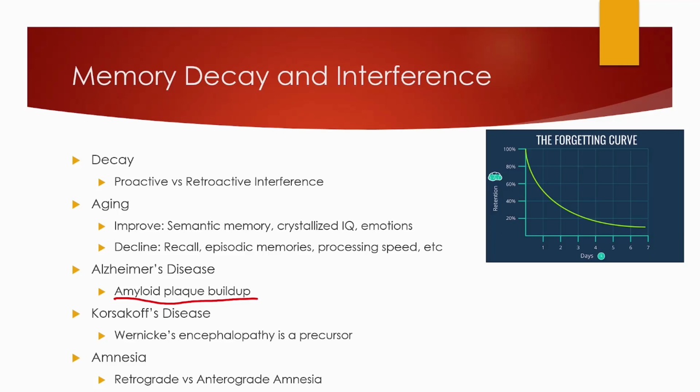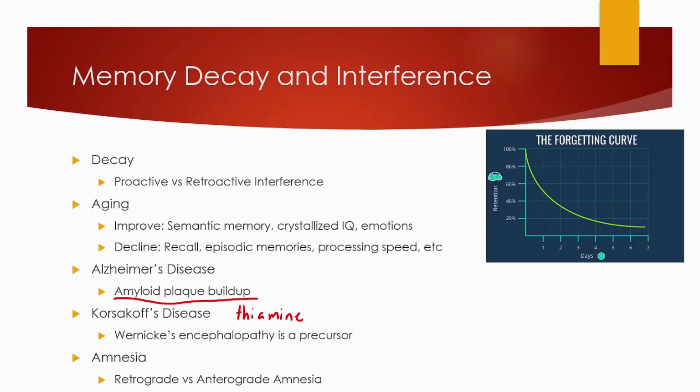Korsakoff's is the result of alcoholism and a lack of thiamine and is characterized by confabulations, or made-up memories. Now, I also want you guys to remember the thiamine, because that's also pretty much the only physical thing that you'll be able to notice if you see this on the MCAT. Anyways, damage to Wernicke's area is considered a precursor, and prevention of this disease is connected to eating thiamine and abstaining from alcohol.